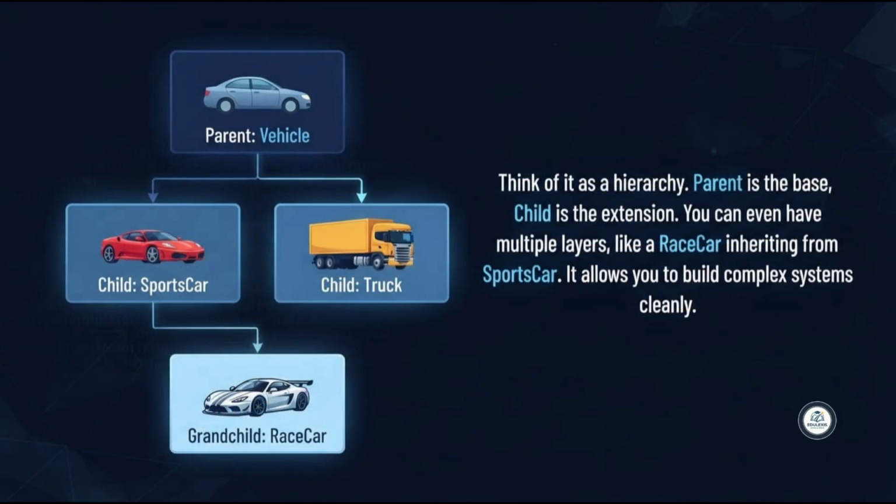Think of it as a hierarchy. Parent is the base. Child is the extension. You can even have multiple layers, like a RaceCar inheriting from SportsCar. It allows you to build complex systems cleanly.